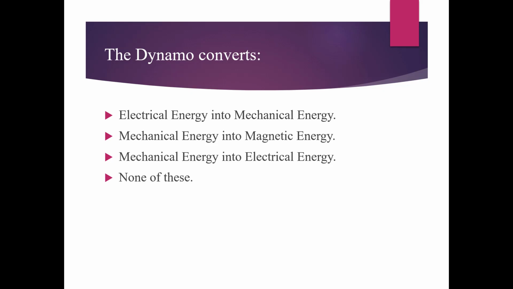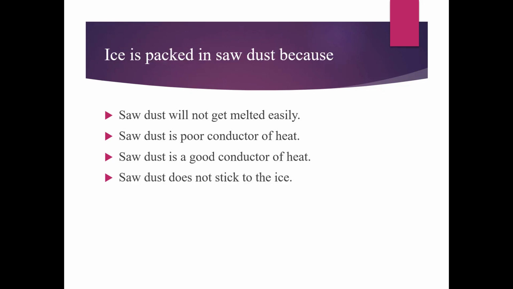The dynamo, okay, the dynamo converts, what does it convert? It converts mechanical energy into electrical energy. Okay, there is a dynamo and then there is our generator. So the generator is a basic term, but the dynamo, mainly the dynamo, it converts the current into DC current. So the option is C right here.